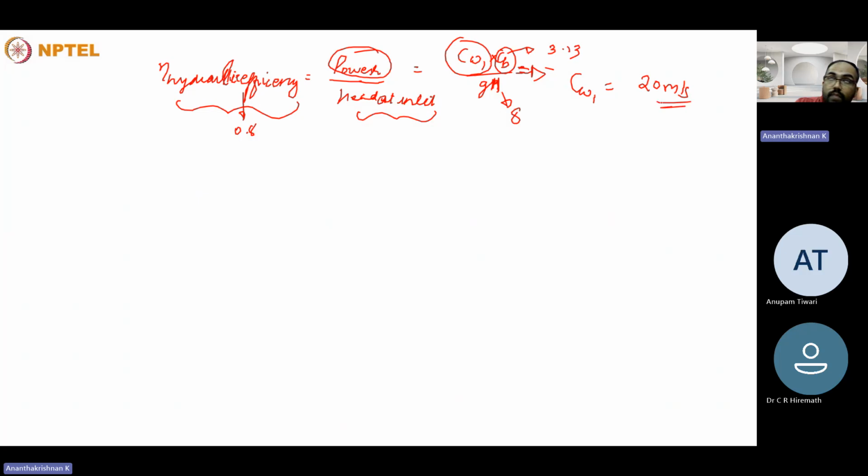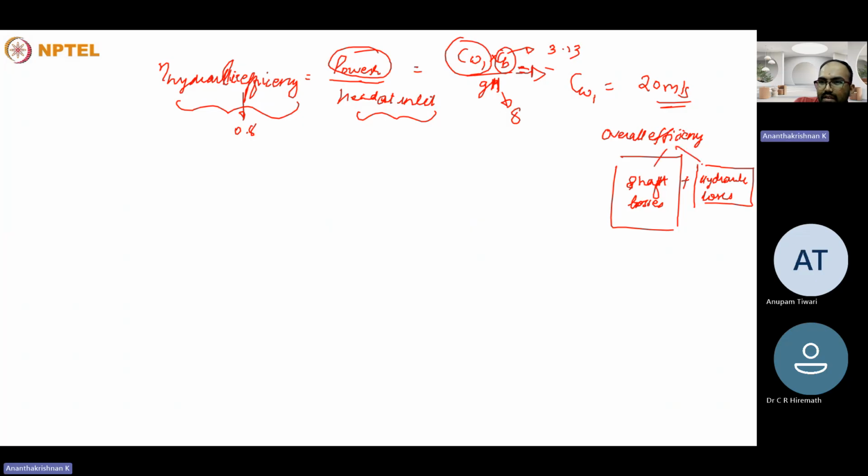One thing that we have to keep in mind is that there is something called the overall efficiency for the problem. It's mentioned that there is an overall efficiency that takes into account the shaft friction losses, plus the hydraulic losses.